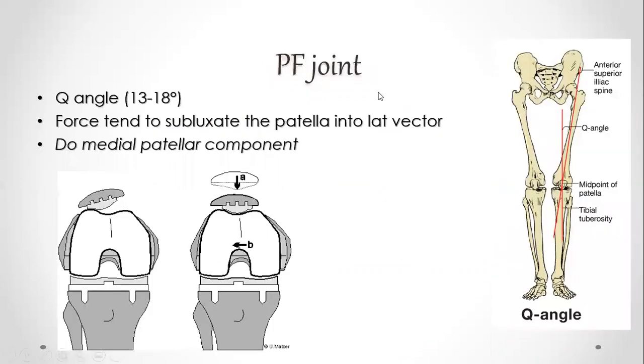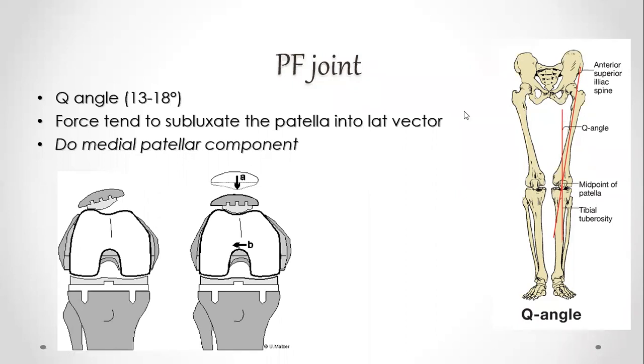Then we have the patellofemoral joint. Don't forget about the patellofemoral joint, because we are dealing with the alignment of the hip, the femur, and the knee. We can also adjust the patellofemoral joint. Remember that there is what we call the Q angle, which is formed from the ASIS to the center of the patella and the midline.